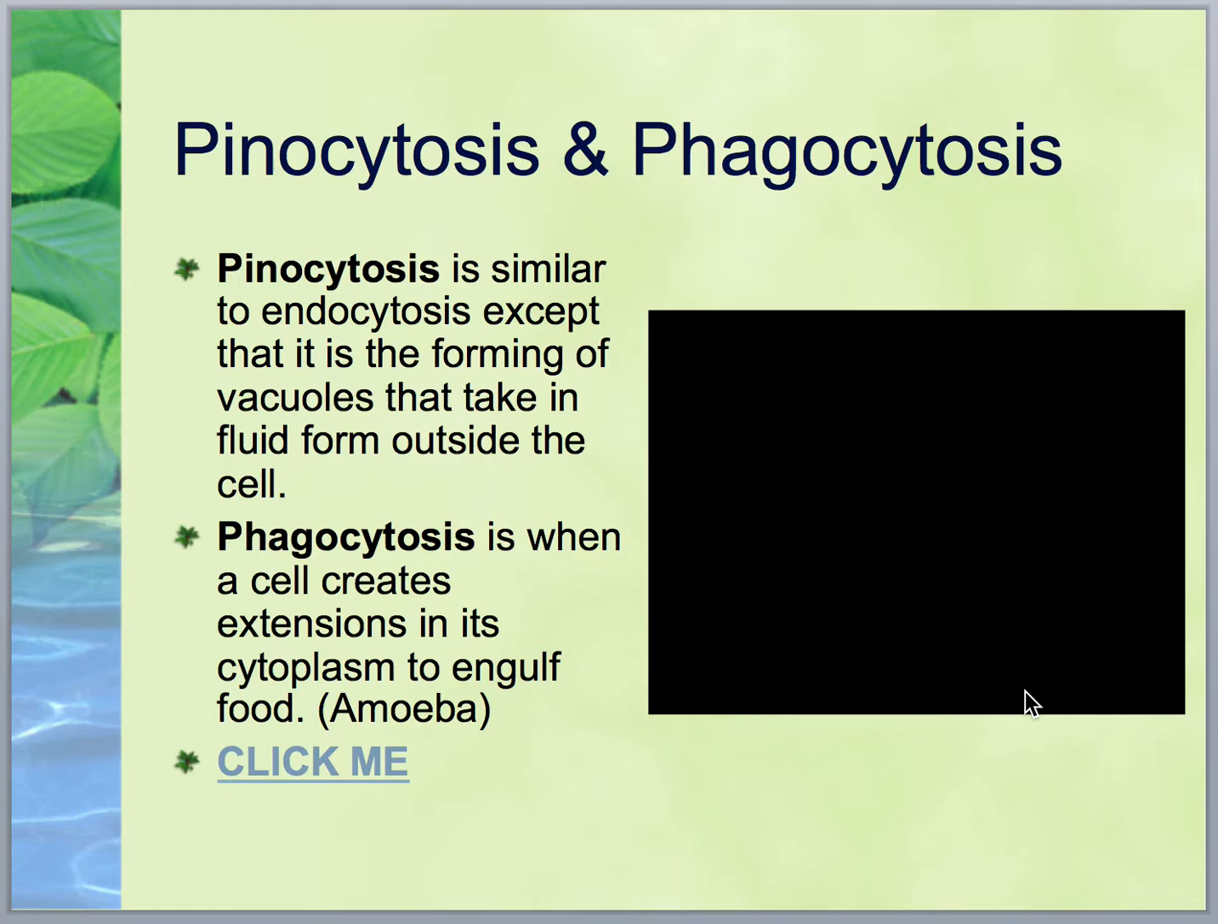Okay, it's similar to endocytosis, except it's the forming of the vacuole to take in big boluses or big collections of fluid. Phagocytosis is when the cell basically goes out and gets something. Okay, so I'm going to show you a little bit about this in a second. So phagocytosis is when a cell creates kind of extensions and reaches around it.